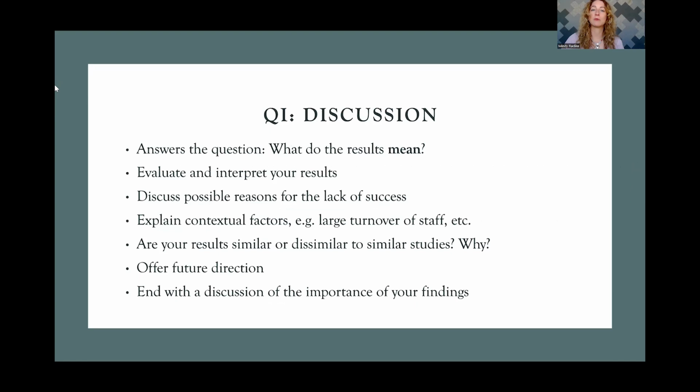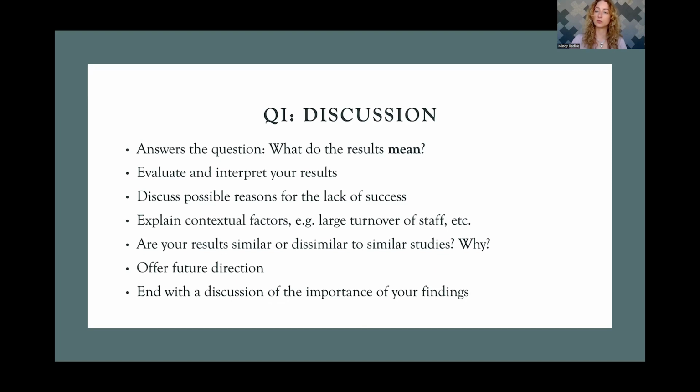All right, so now we're on to the discussion section of the QI, or the D in IMRAD. And this is going to answer the question, what do the results mean? You want to evaluate and interpret your results. You want to discuss possible reasons for the lack of success. And if for some reason your study, your implementation is not successful, just know that that does not mean the information isn't valuable. In fact, it's hugely valuable because it's going to show future readers to this paper what they can do differently to perhaps alter that implementation strategy that could make it successful.